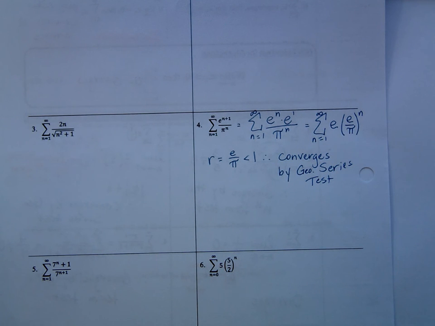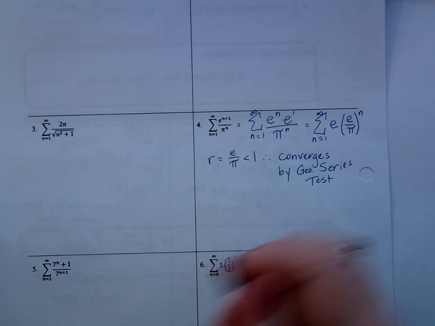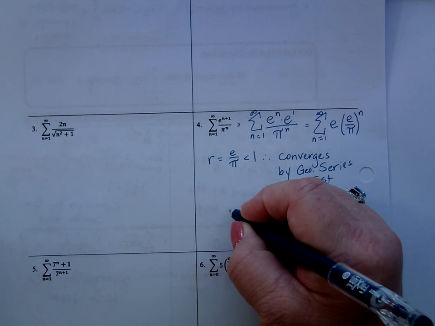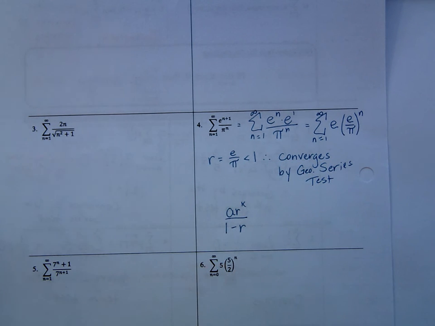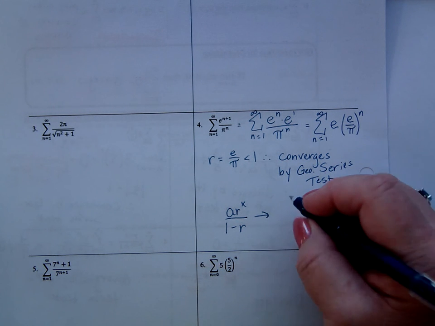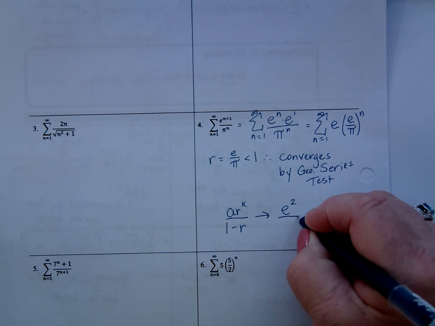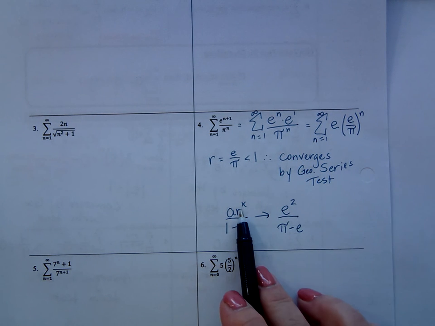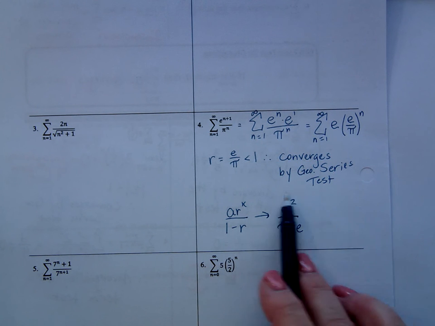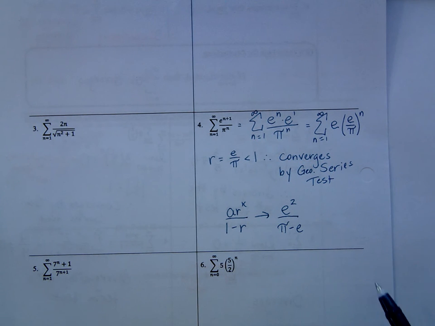I could certainly figure that out, and just as a reminder, it's going to be the first term, a, over 1 minus r. I actually did the work out for it. Not that you had to do this because it didn't ask for it, but if you got crazy and wanted to try it, it is e squared over pi minus e. Take the first term divided by 1 minus r, and you end up with that value. Okay, they just asked, does it converge or diverge? And so we already figured that out. So number 4 was the first one.